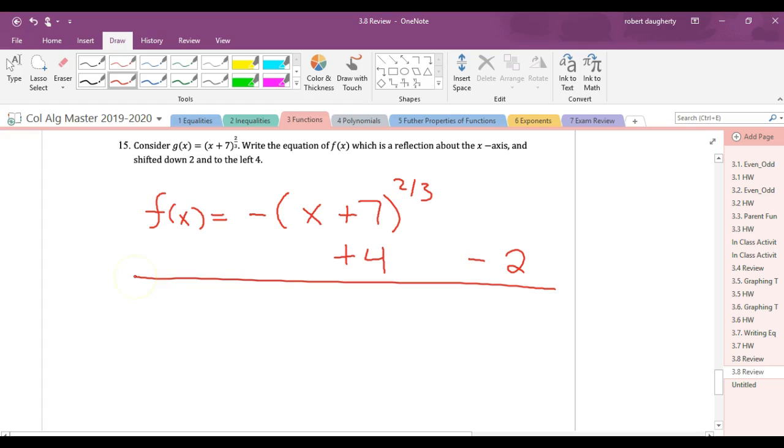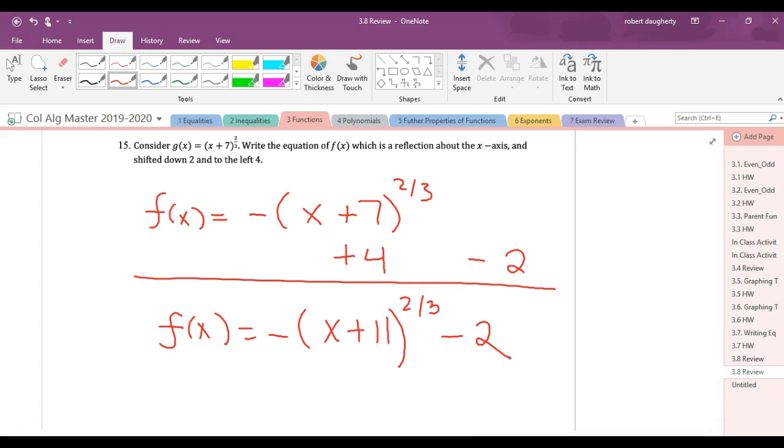Okay, so what I'm going to get here is f of x equal minus x plus 11 to the 2/3 minus 2. So that takes that original equation, moves it to the left 4, that's plus 4, and then down 2 moves the function down 2 units.